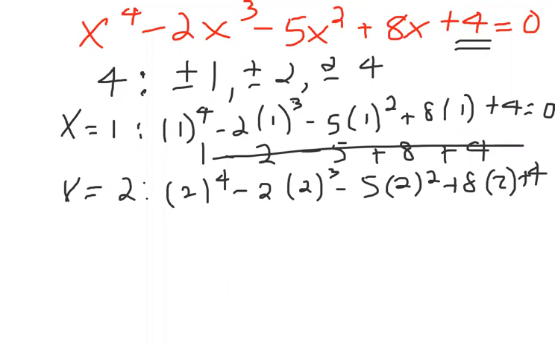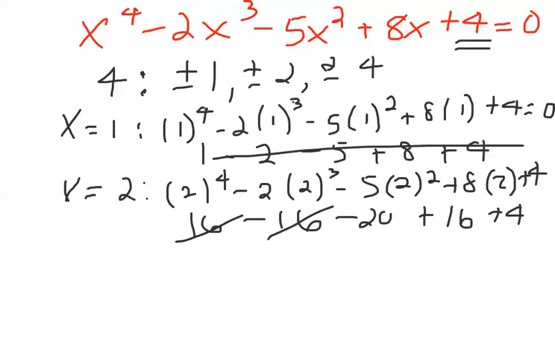All right, so guys, 2 to the 4th, 16. 2 to the 3rd times 2, that's also going to be 16. 2 squared is 4, 4 times 5 is 20. 8 times 2 is 16, and then plus 4. So 16 takes away 16. Negative 20 plus 16 is negative 4. Negative 4 plus 4 is 0. So it works, guys. Okay, so this one works.